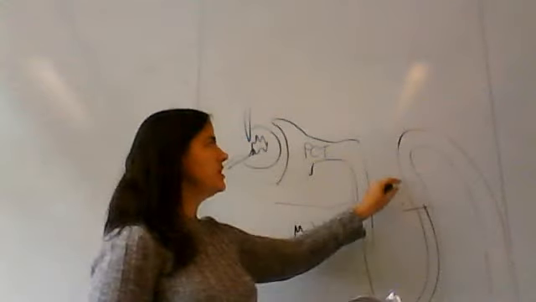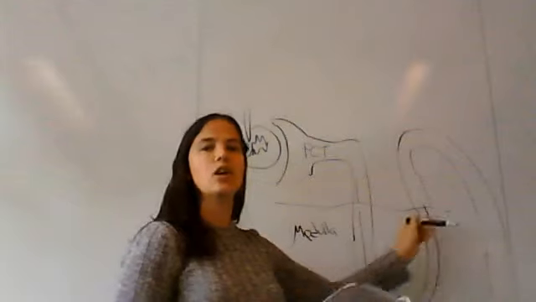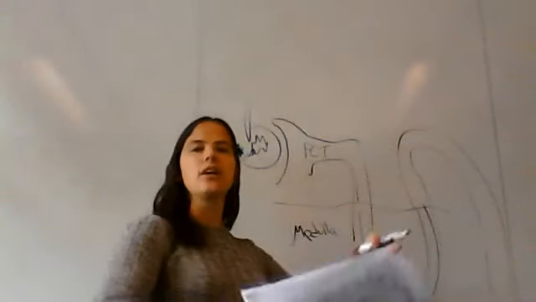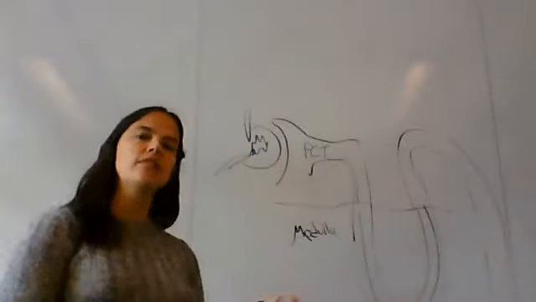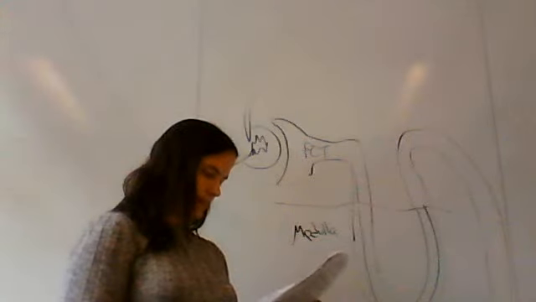And then from your loop of Henle to your distal convoluted tubule, and then that goes down into your conducting duct, which then all comes together. Major, minor calyxes, and then into your renal pelvis, into your ureter. So, yeah.